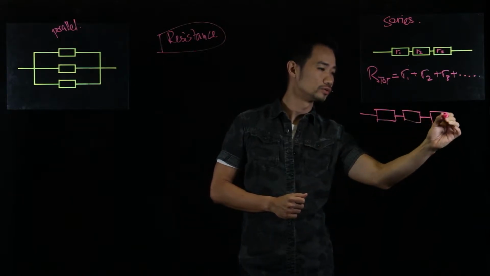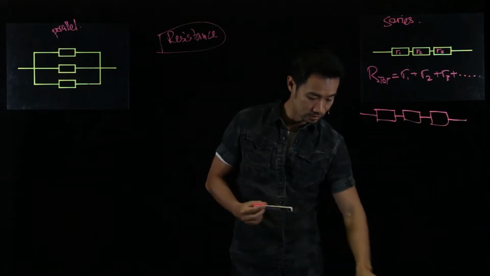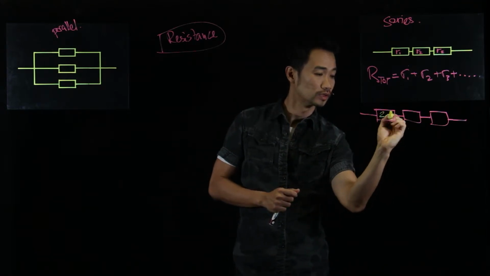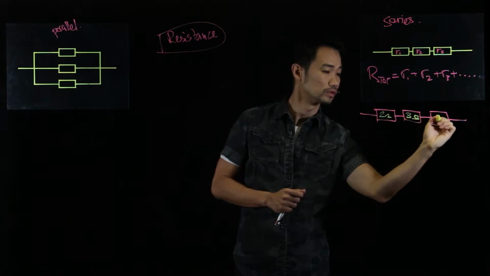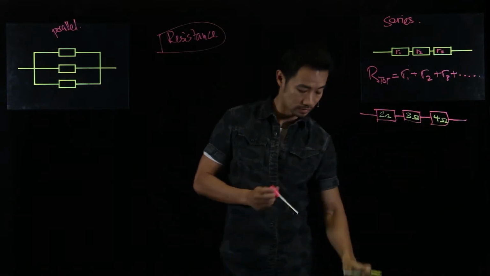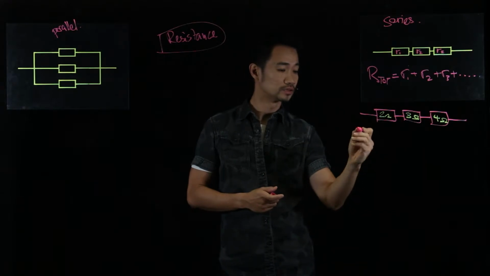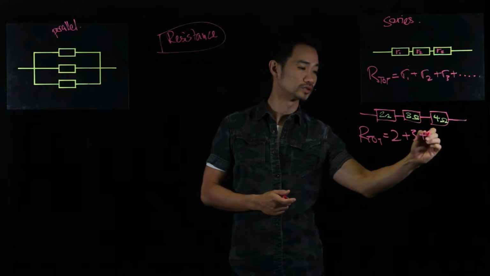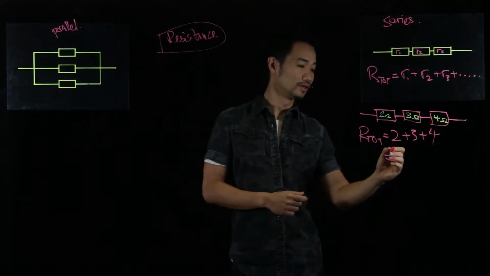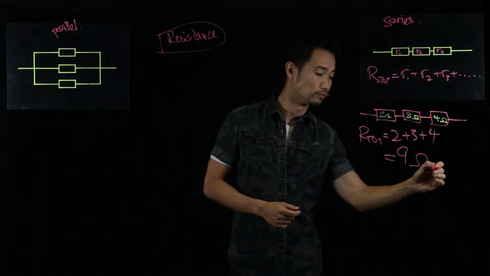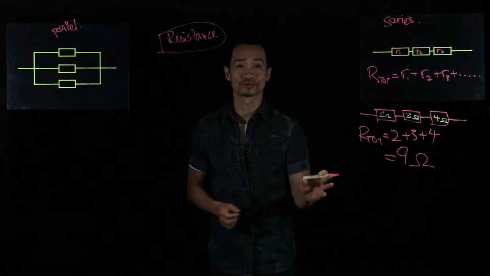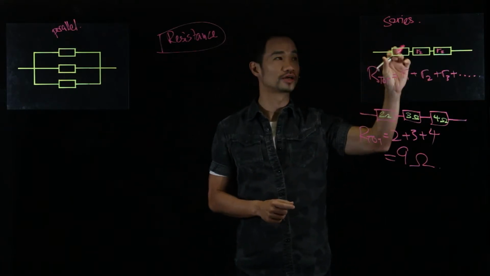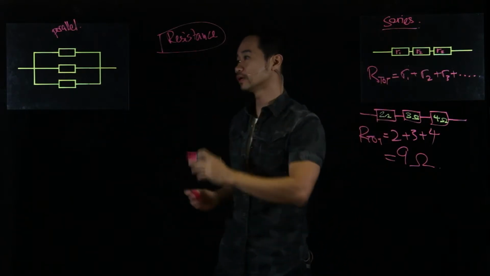So what that means is that if we were to assign numerical values to this, okay, let me use a different color so you can see. Right, let's say you have 2 ohms here, 3 ohms, and 4 ohms. So total resistance will be equals to 2 plus 3 plus 4. How easy can it get, right? Equals to 9 ohms. Okay, so that is how you calculate total resistance, or composite resistance of resistors connected in series.